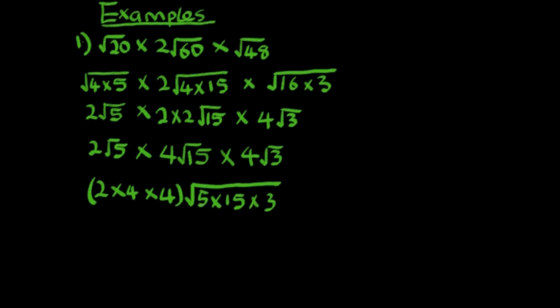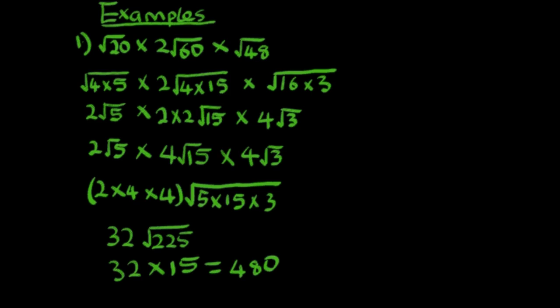We said this earlier that all variables under roots, we multiply them together, and all variables that are in front of the root, we multiply them by one another. So now 2 times 4 times 4 gives us 32, multiplied by the root of 5 times 15 times 3, which gives us 225. Now this gives us 32 times the root of 225, which is 15. So in the aftermath, 32 times 15 gives us 480. This would be our final answer.